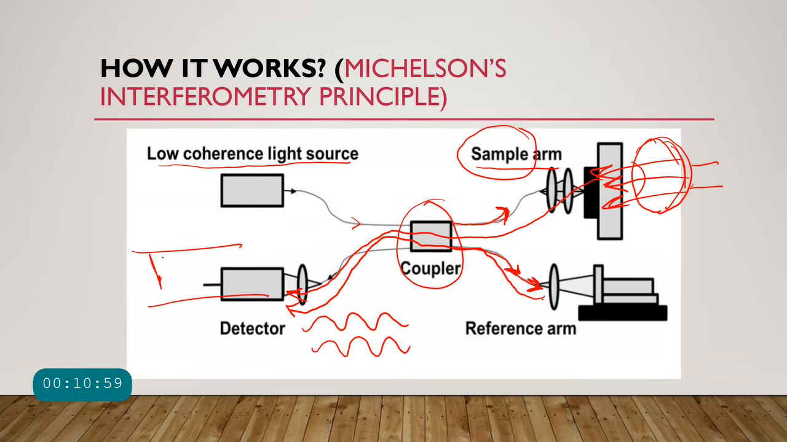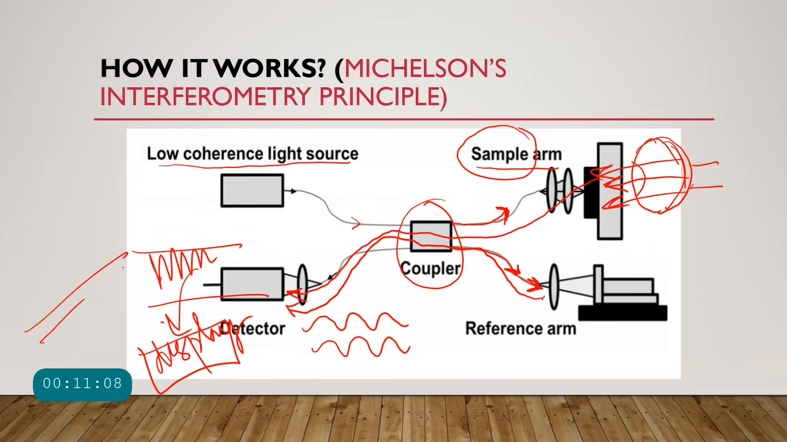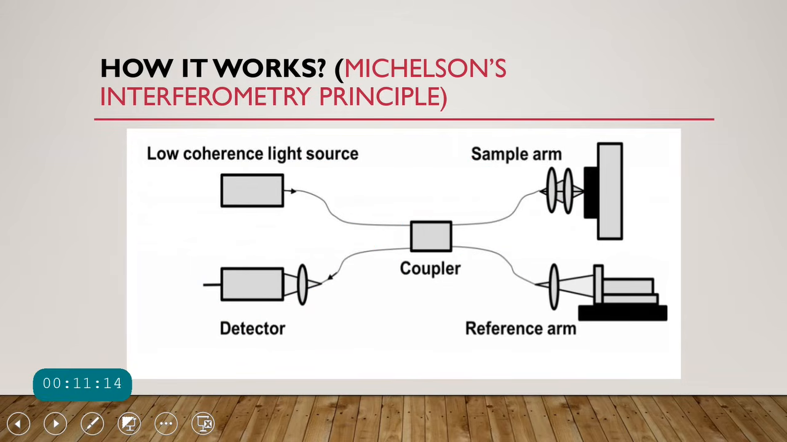and on the screen you are going to see an interference pattern, and finally you are going to see a display. On the display you are going to see an OCT image of the retina of the eye. So this is, very briefly, the interferometry principle of Michelson's.